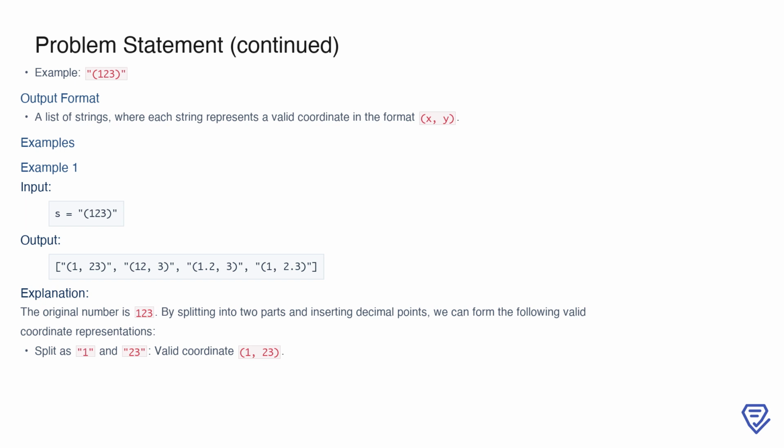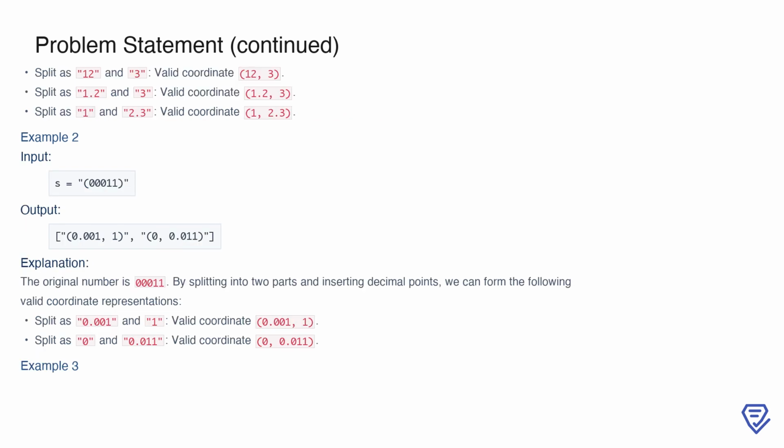The original number is 123. By splitting it into two parts and optionally inserting decimal points, we can create the valid coordinates. For example, splitting as 1 and 23 gives the coordinate (1, 23), which is valid because both parts satisfy the decimal number rules. Additionally, we can split the string 123 in other ways to produce more valid coordinates. For instance, splitting as 12 and 3 forms the coordinate (12, 3).